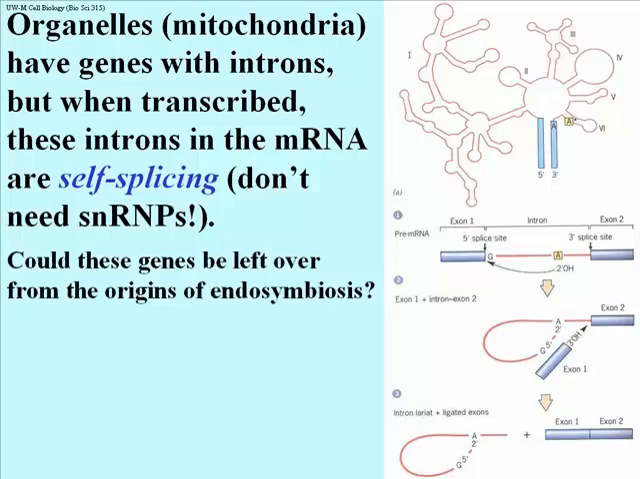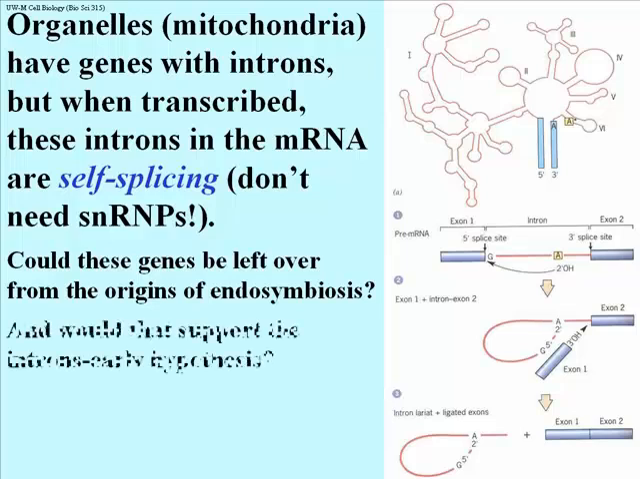Could these split organelle genes be left over from the endosymbiotic events that created mitochondria and chloroplasts out of bacteria and cyanobacteria? That might imply that bacteria still had intron-containing genes at the time of endosymbiosis. If this were the case, would this support the introns-early notion? Well, the debate is not settled.